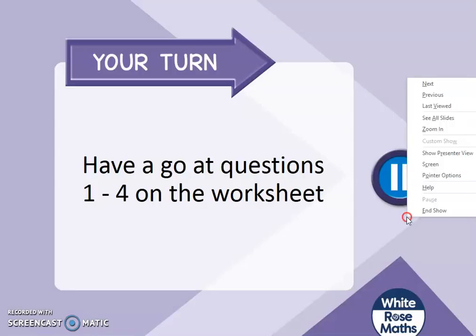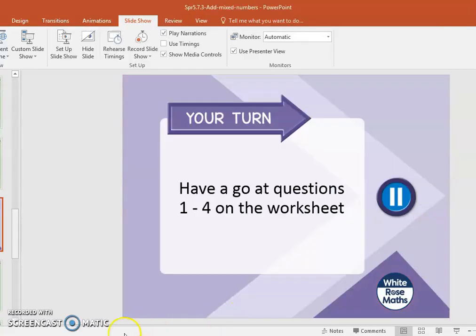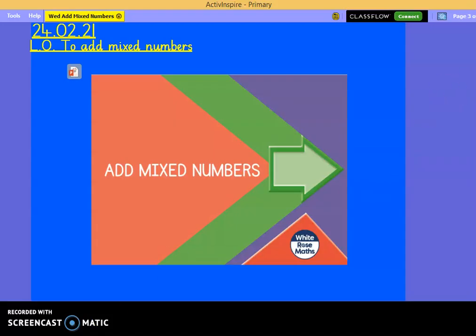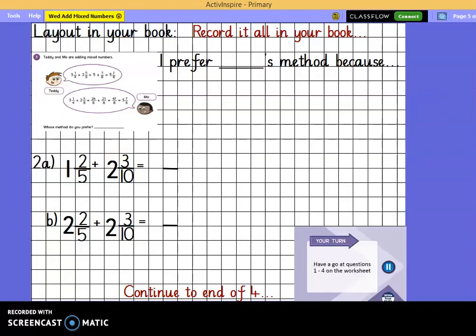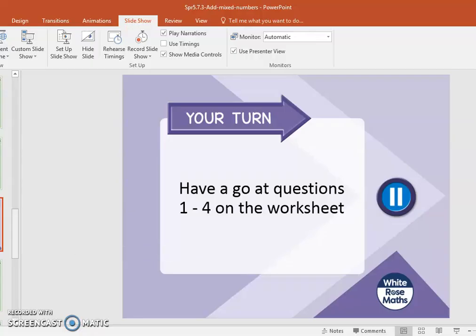Your turn, please, to have a go at questions 1 to 4 on the worksheet. I'd like you to record it in your book like this. So you can cut out number 1, but neatly record it here. Then do number 2 and record it as shown, with each of the whole ones taking up 2 squares in height. Continue till you get to the end of question 4 and then come back to me. Let's continue from here.